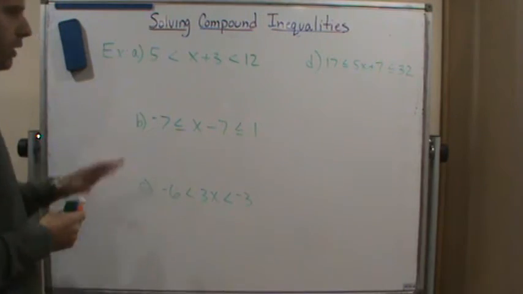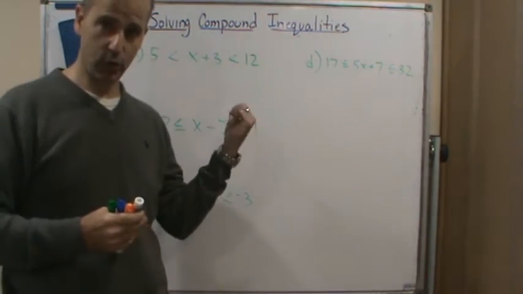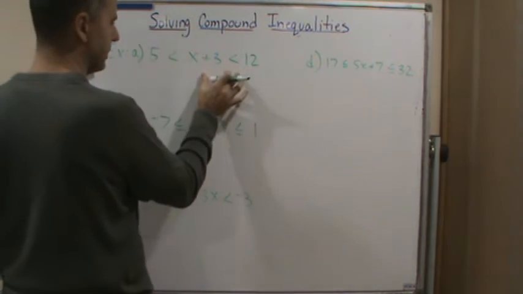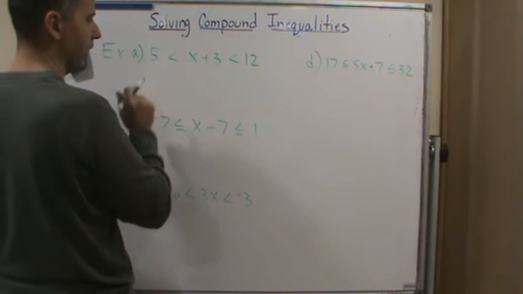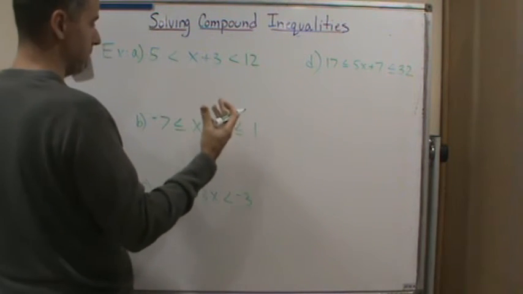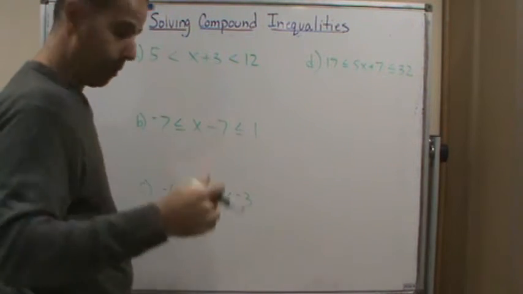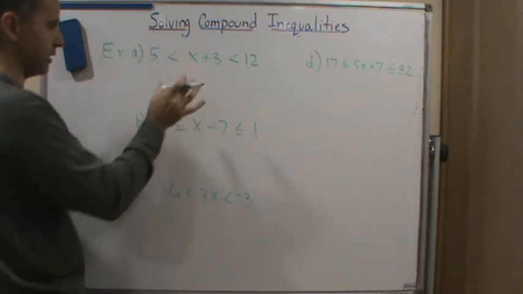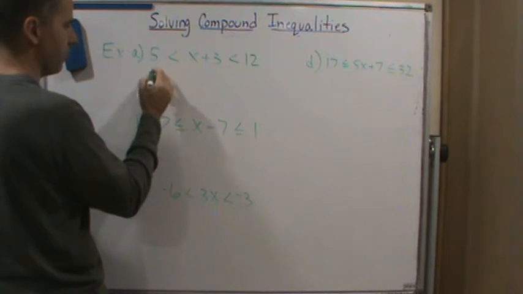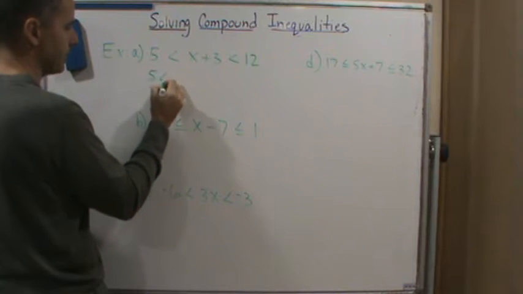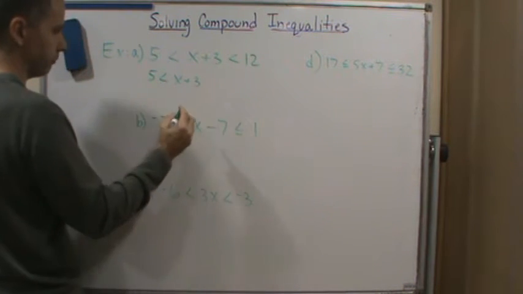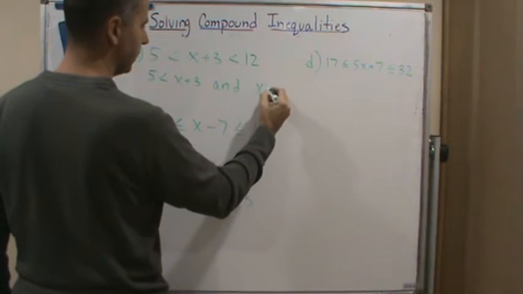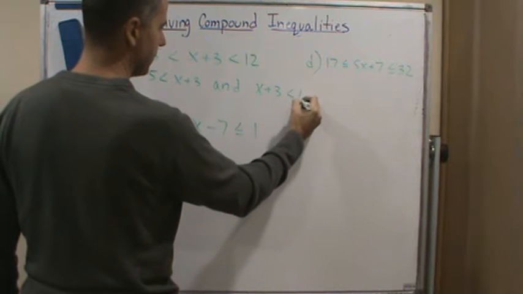So I'm going to do the first one the way they show you in the book, the way I showed you in the last video, those 3 steps, okay? So the first thing I'm going to do is, because the compound is a conjunction, which means an and statement, or an intersection, right? So I'm going to write this as two simple inequalities connected with and. So this is going to be 5 is less than x plus 3, and x plus 3 is less than 12.